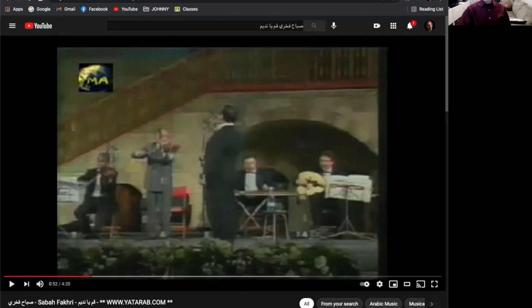So maqam nawa athar starts with the jins nahawand on the bottom. It has a raised fourth compared to jins nahawand. And then from the fifth degree, it goes Hijaz.